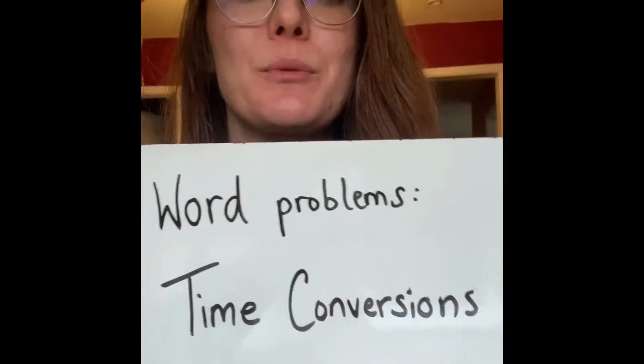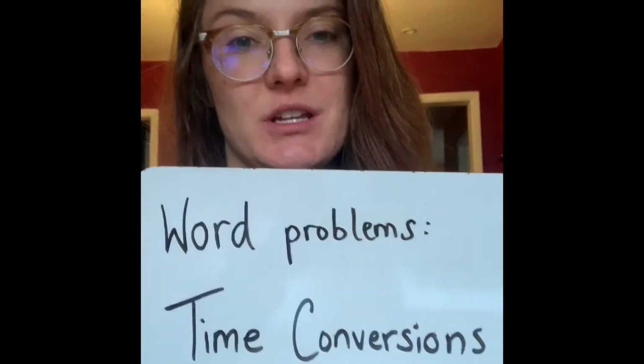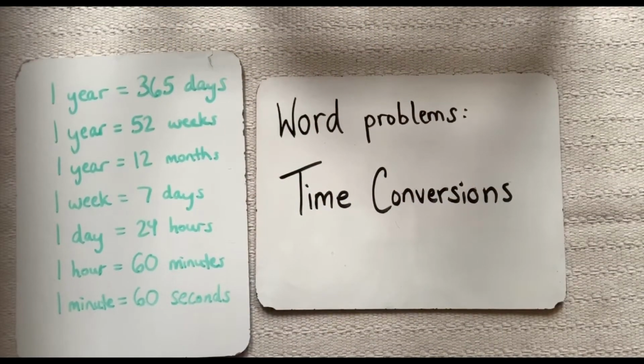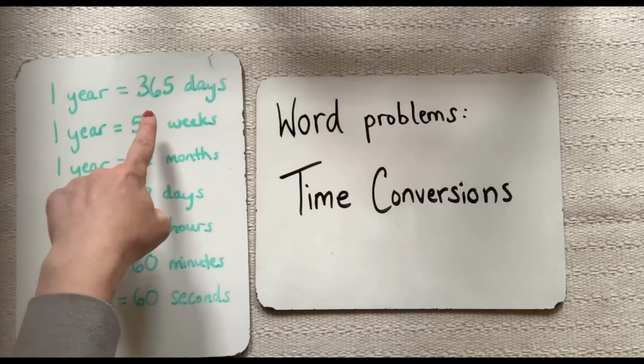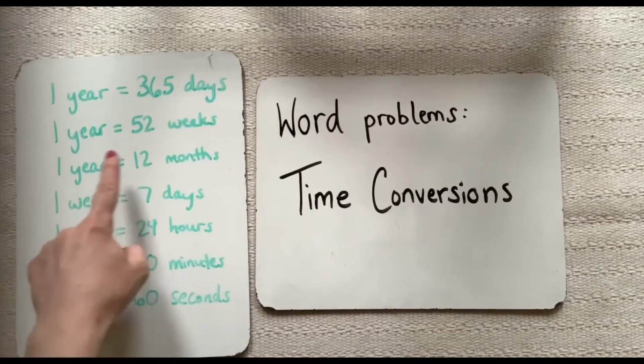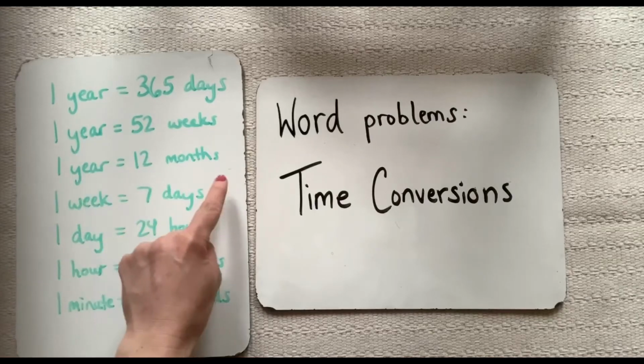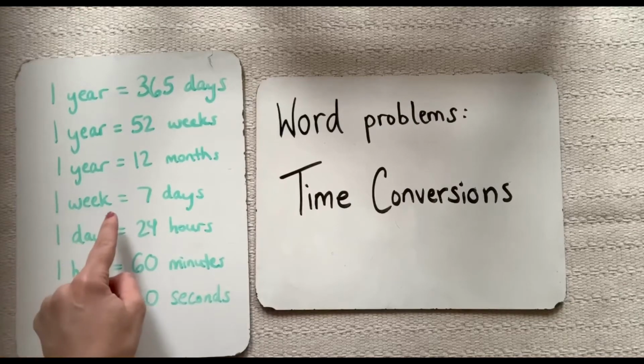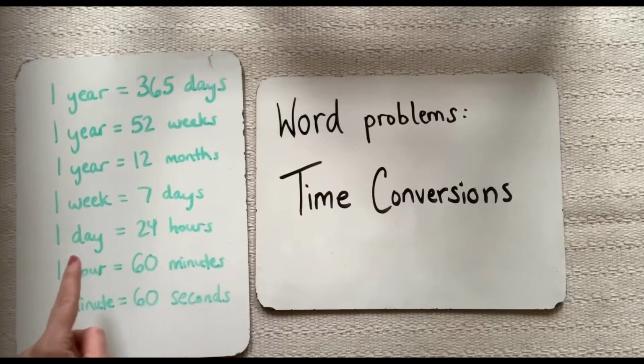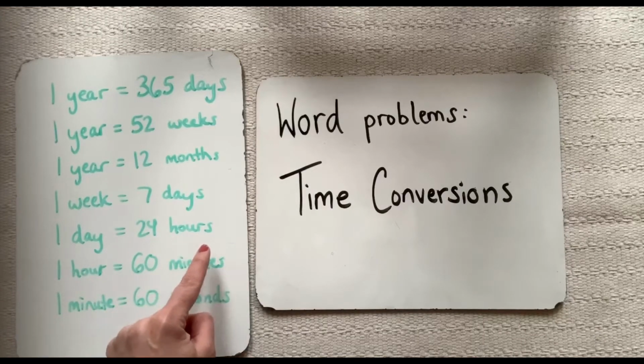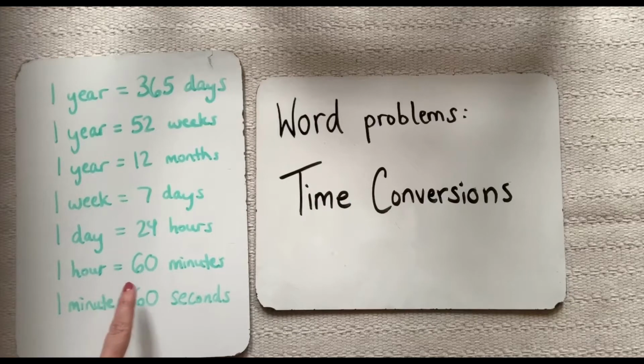Hey, today we're going to work on word problems, time conversions. With time conversions, we're going to work with the information we already know, such as 1 year is equal to 365 days, or 52 weeks, or 12 months. 1 week is equal to 7 days. 1 day is equal to 24 hours. 1 hour equals 60 minutes, and 1 minute equals 60 seconds.